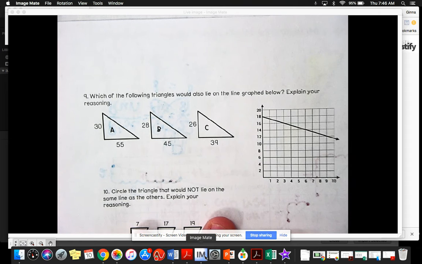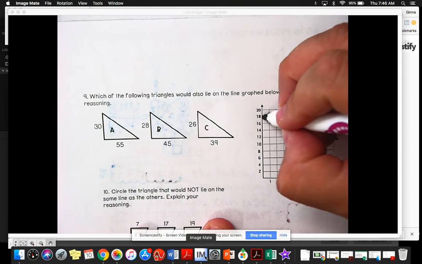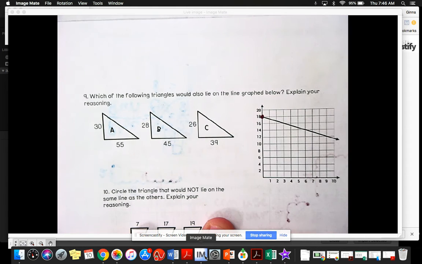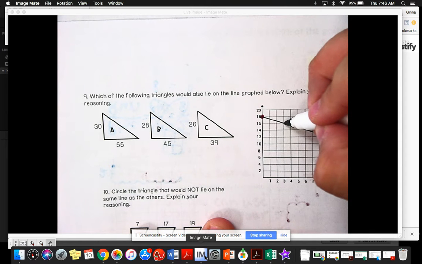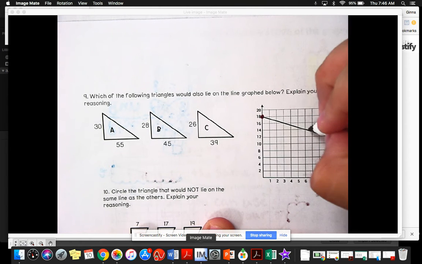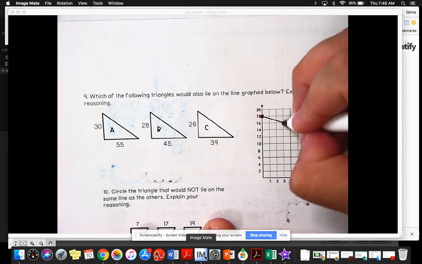But before we can even do that, we need to figure out what the slope of this line is so that we can match it to an equivalent slope of one of those triangles, A, B, or C. So let's pick 2 points. I always like to start with this one because that one's like the easiest. And then I'm going to scroll down all the way. I see one here, and then I see a couple other ones. I'm just going to use the first one that I see.